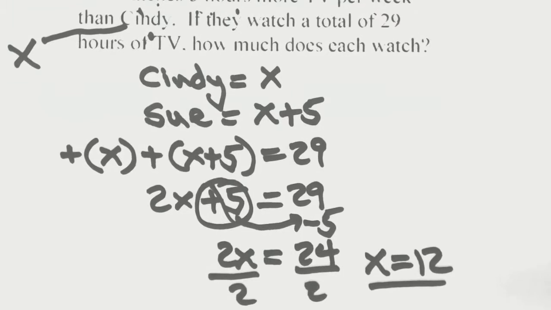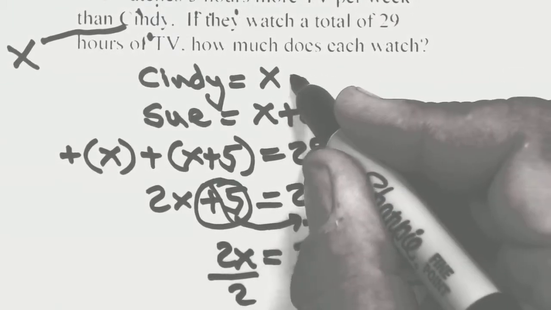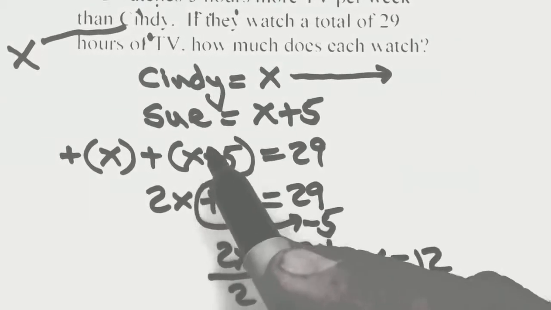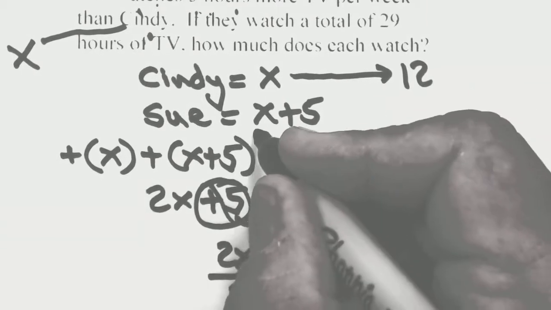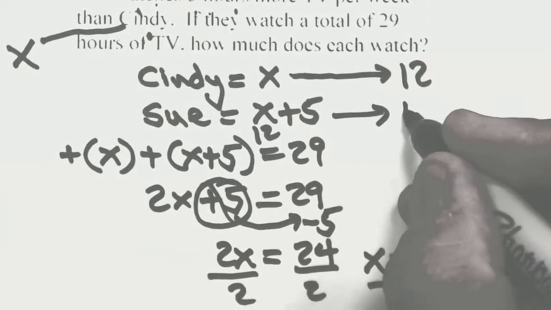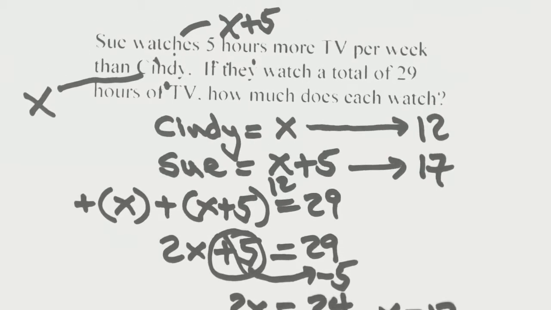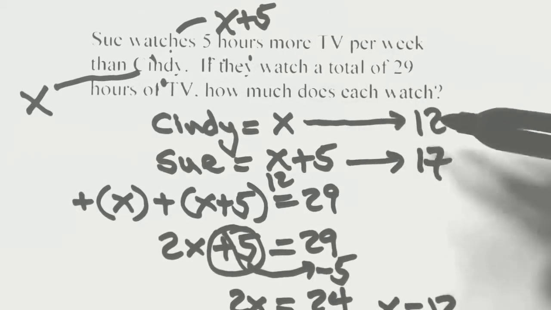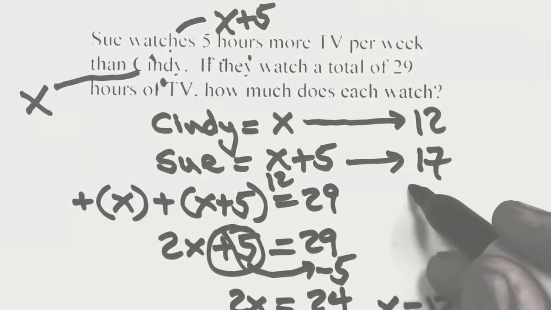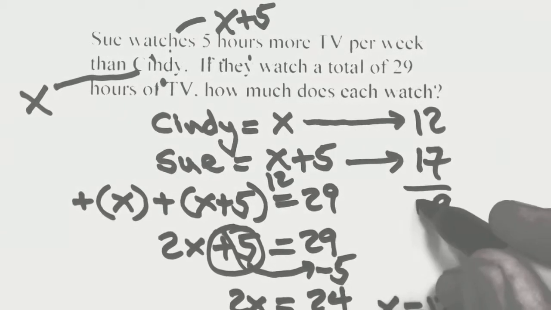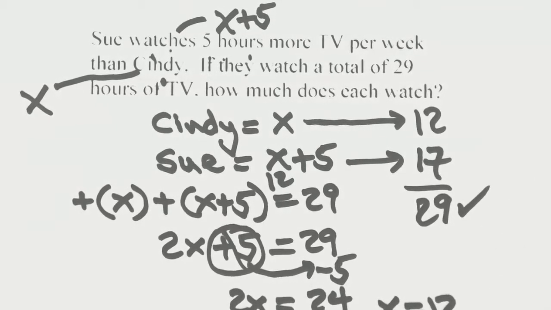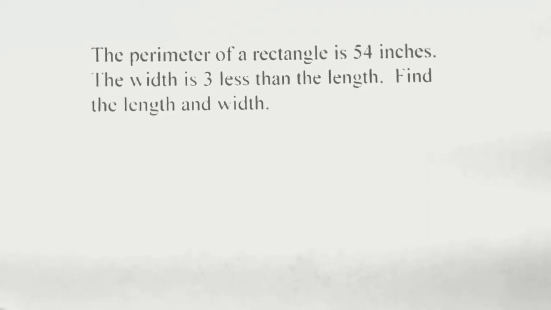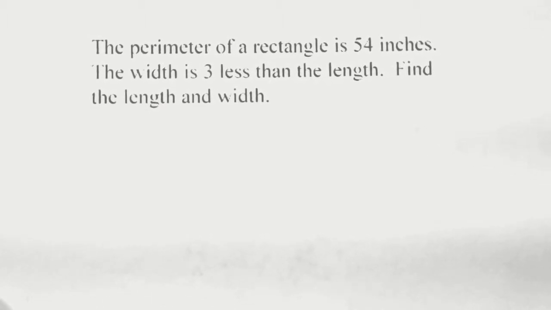Okay, use that now to figure out what the individuals were. Remember, of course, they wanted to know how much each watched, Cindy and Sue, so x is 12. Sue is 12 plus 5, which is 17. Now check this against the words very carefully. Okay, Sue watches 5 hours more TV than Cindy. Well, Sue is definitely 5 more. And together, let's see, we've got 9 and 2, together 29 hours. So again, check it against the words. It does work.